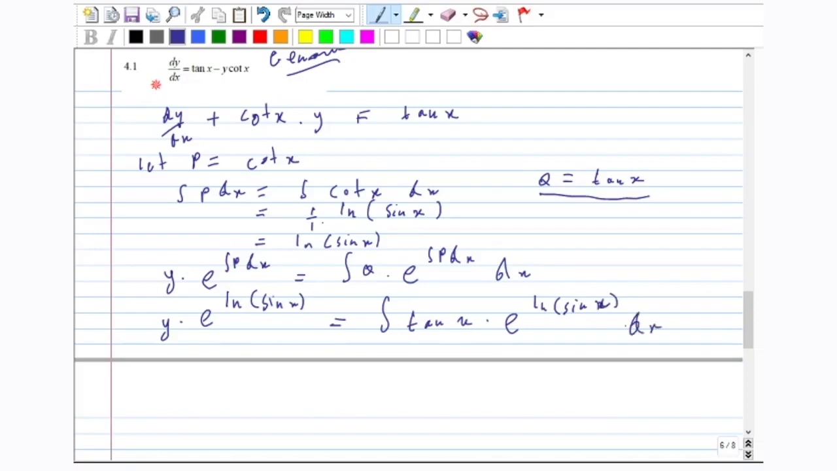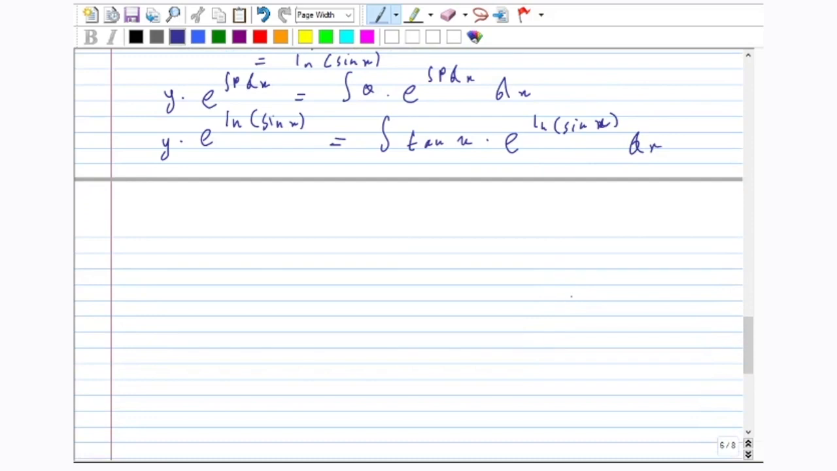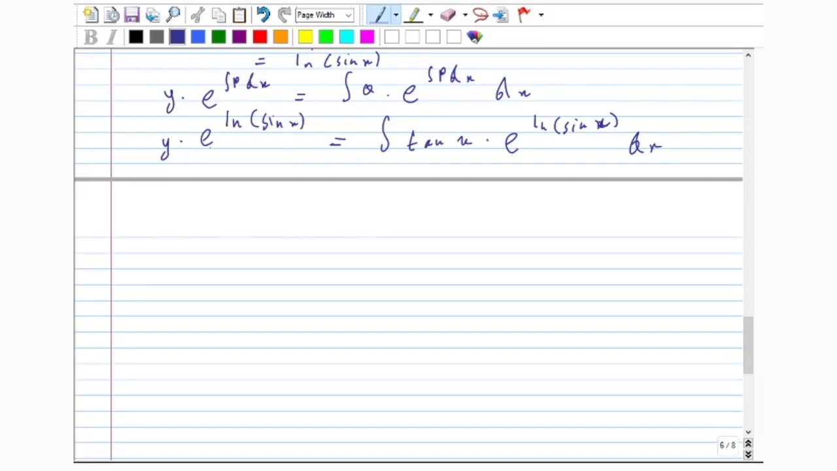All dx. Now, obviously, you hope you remember last time, we applied one of the exponential laws. The exponential law that we applied was that we can take this f at x and bring it down, since the e and the ln have the same base. So what we are having is y multiplied by sine x, which is equal to the integral of tan x multiplied by sine x dx. Okay?